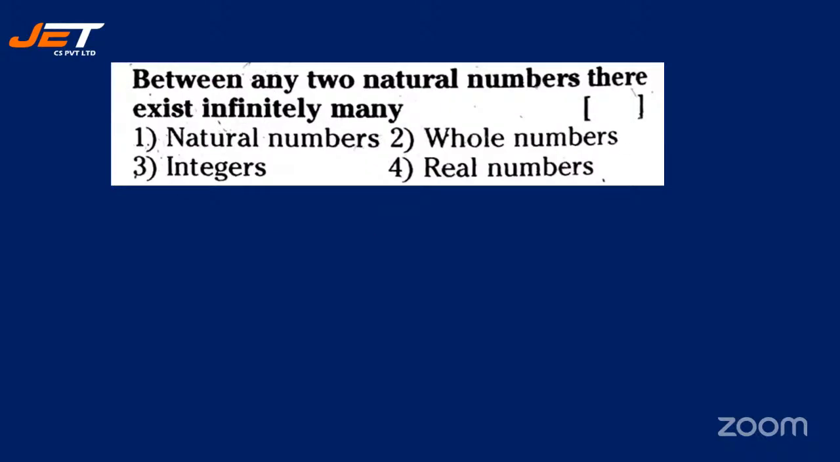See the next question. Between any two natural numbers, there exist infinitely many dash. And it is, there exist infinitely many real numbers. All right. I'm finding many students have given me option 4, like Neeraja, Nikita, Rishika, Reddy. Good. Those who have given me option 4, it is right. Let's move on to the next question.